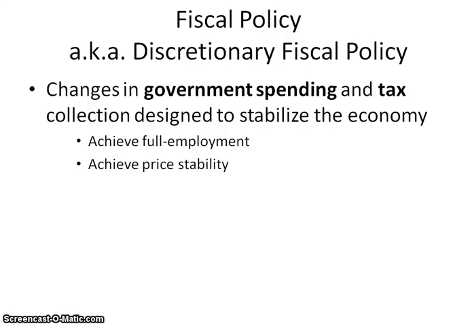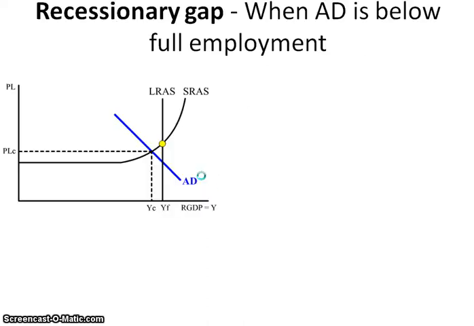Fiscal policy, which is also known as discretionary fiscal policy, are changes in government spending and taxation in order to stabilize the economy. So when we talk about those leading economic indicators, we're talking about employment so that we can achieve full employment, and we're talking about inflation where we're trying to stabilize the prices.